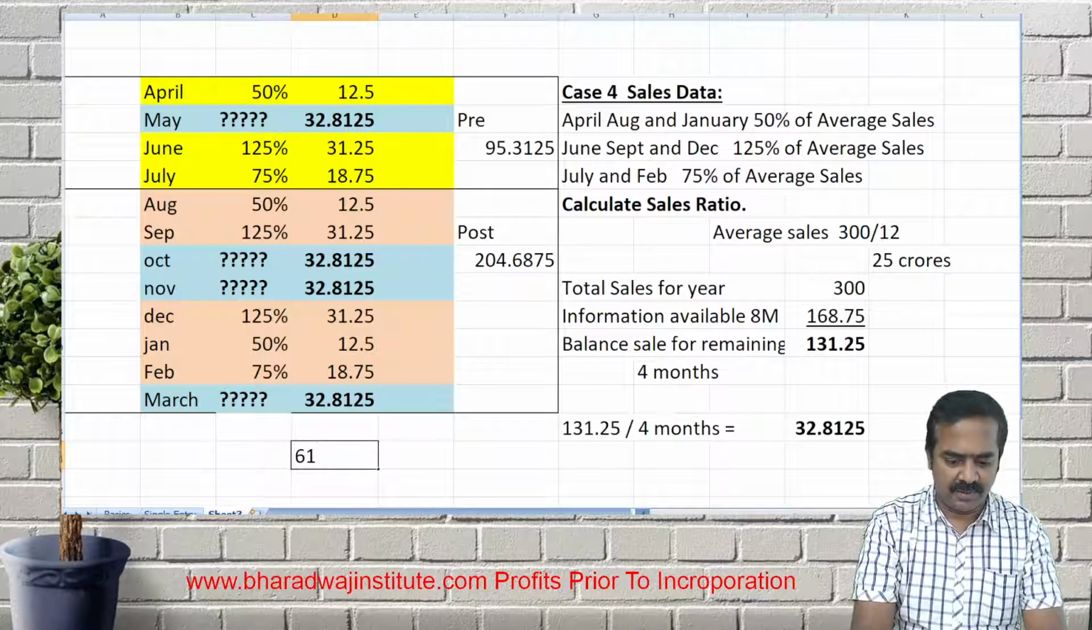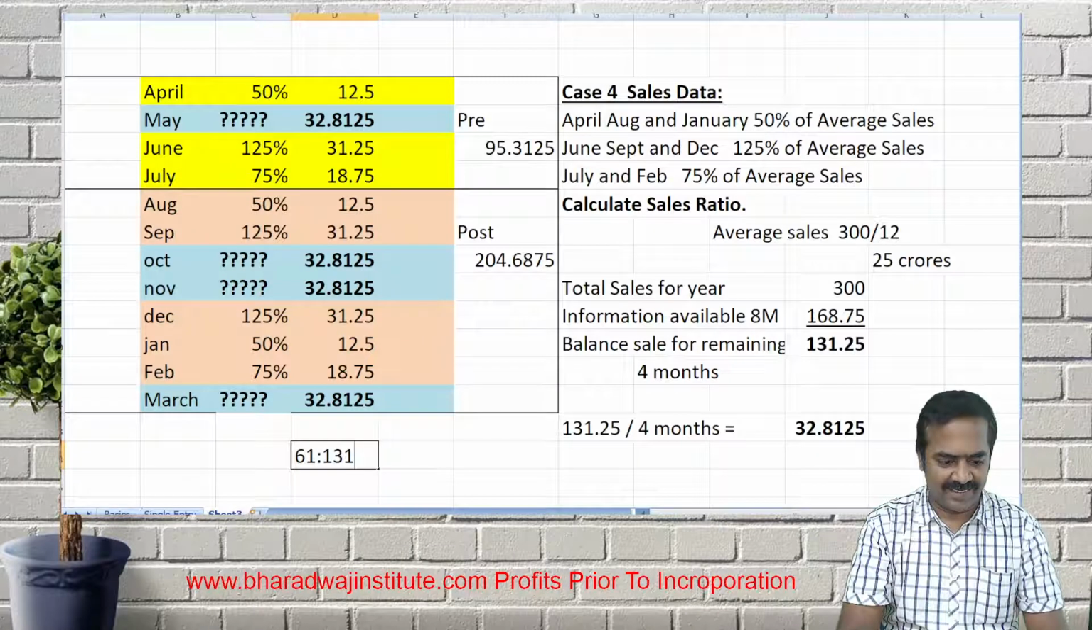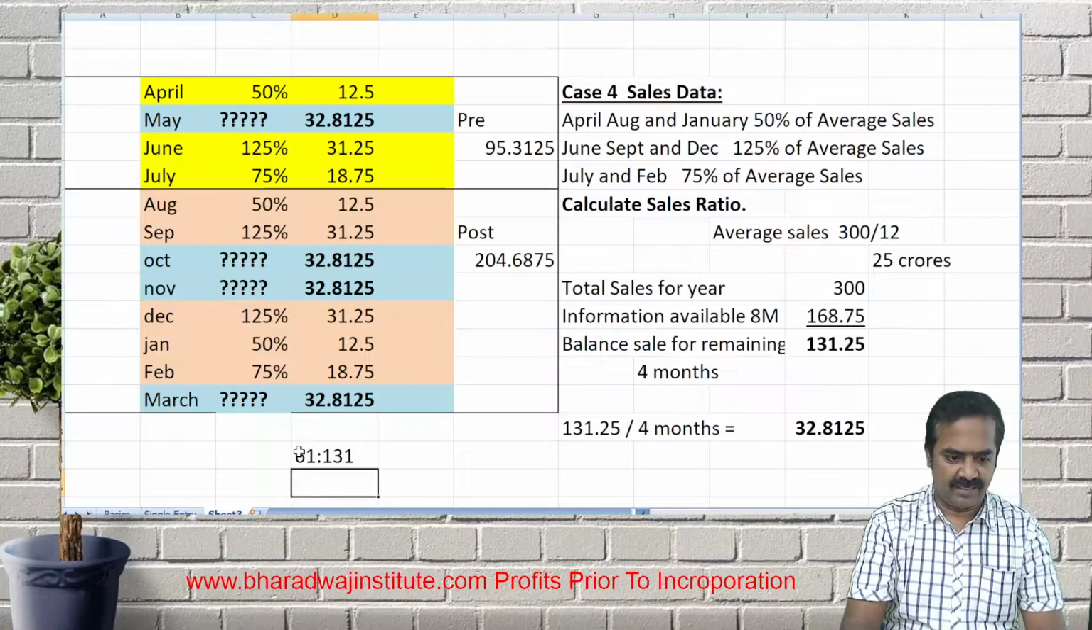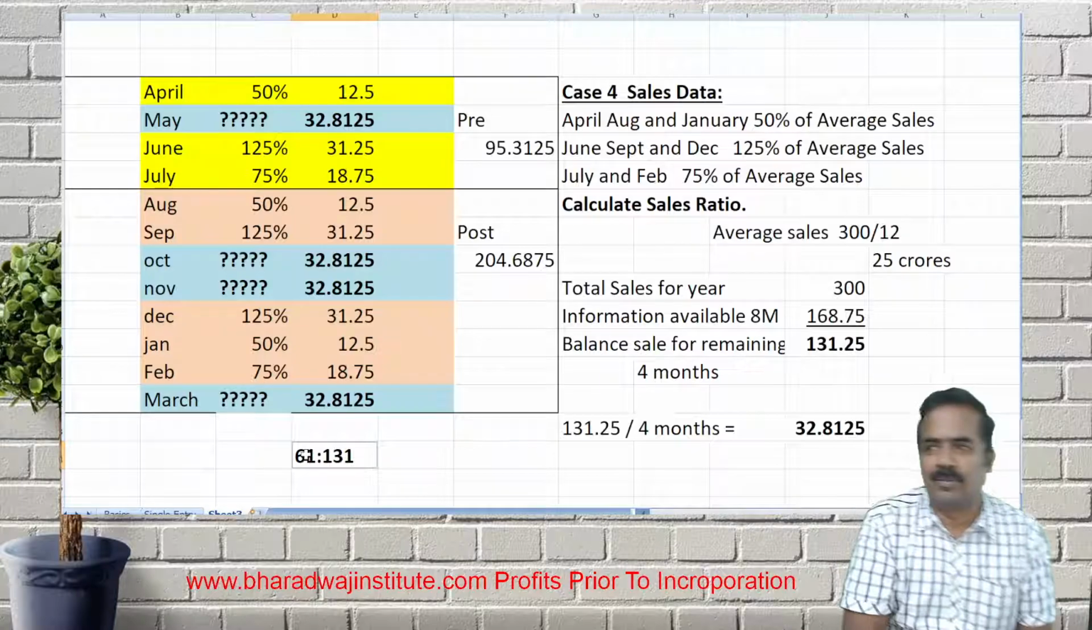61 is to 131 is the final answer. ஆனா அது கம்பல்சரி அப்படி போடணும். Simplified form. Ratio always should be expressed in the most simplified form.